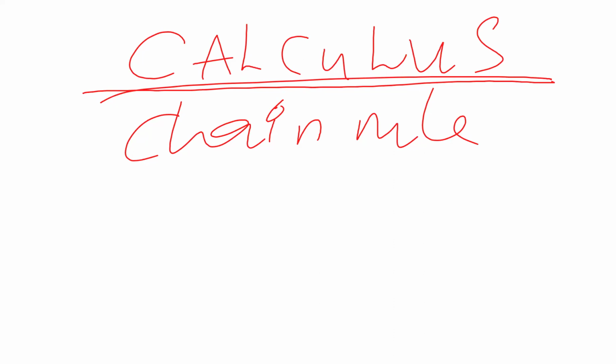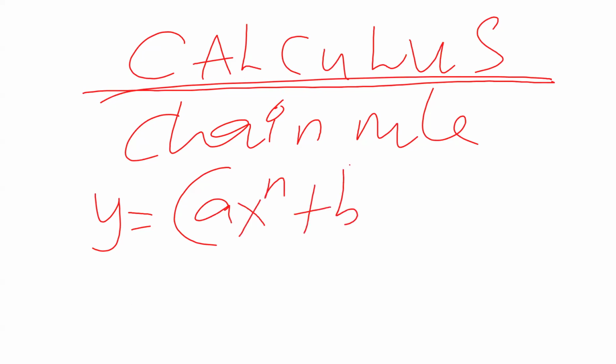Whenever you're given expressions in parentheses, let's say you're given questions of the form y is equal to (ax^n + b) raised to the power, let's say, a over b. As long as this power is not equal to 1, you use the chain rule. I'll show you the examples. So if this power, the exponent, is not equal to 1, you use the chain rule.